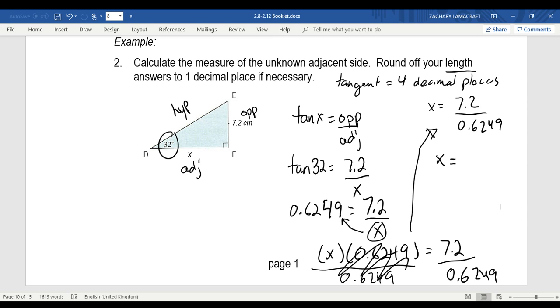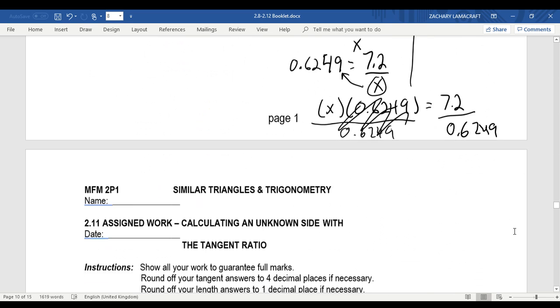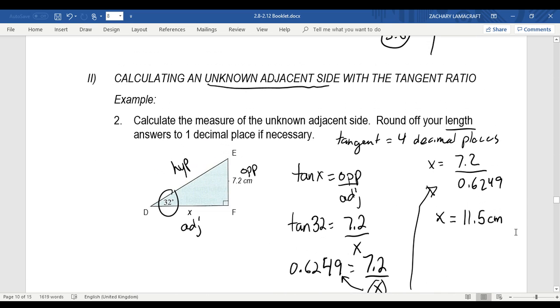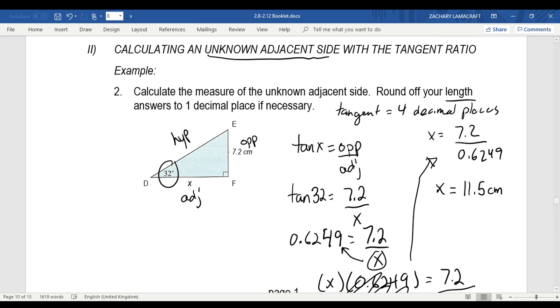So do we have an answer for that yet? Sorry? 11.5. And then what's our measure? Centimeter. Okay. So we've figured out, when we have the angle and one of the other sides, how we can solve for the opposite side and how we can solve for the adjacent side.